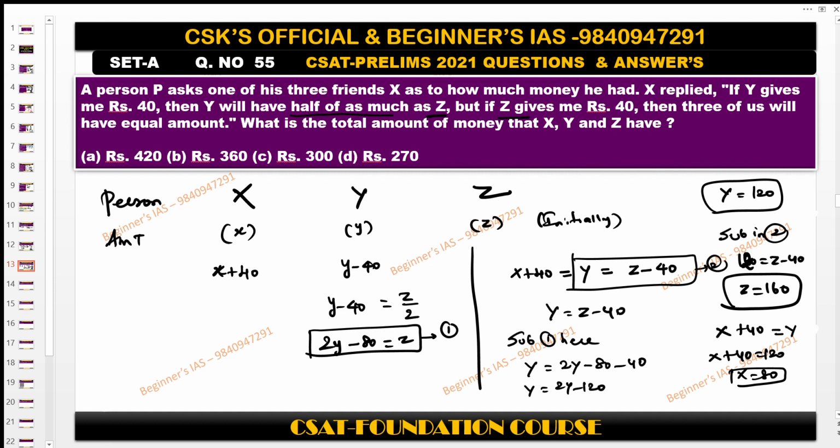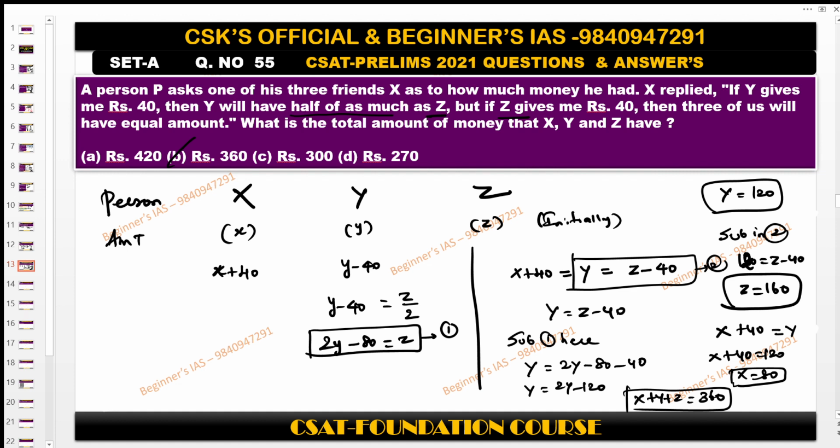This is a lengthy question, but you can solve this one. So total amount of money, x plus y plus z: 80 plus 120 plus 160, therefore 360 rupees. So the answer is rupees 360. Anybody having a doubt here? If anybody has a doubt, please clarify.